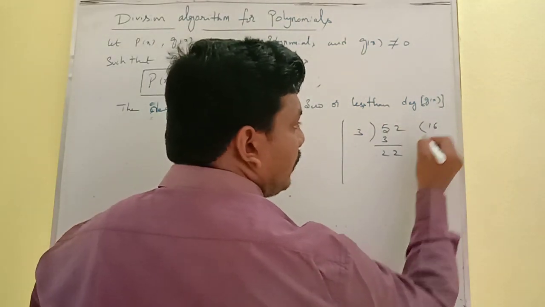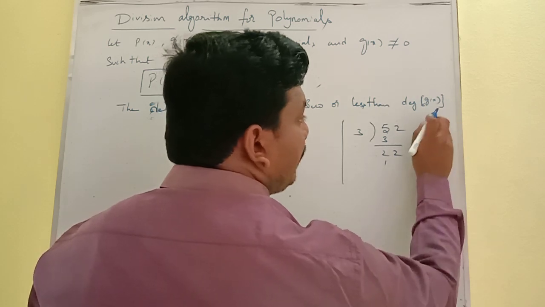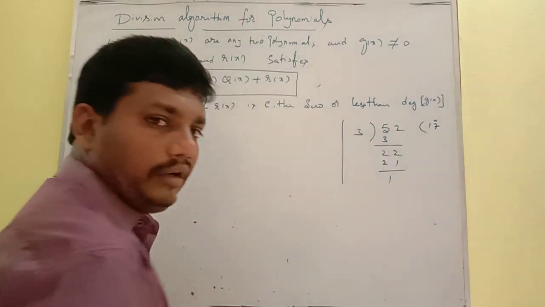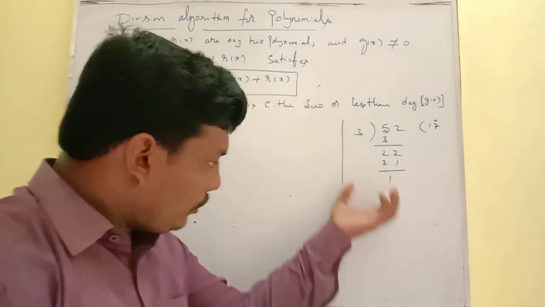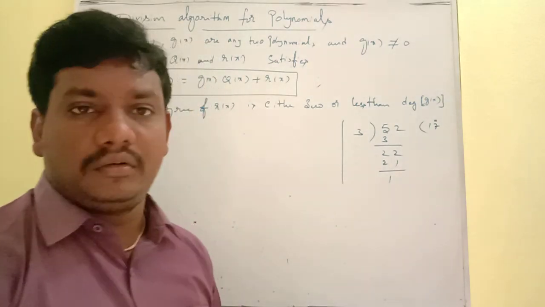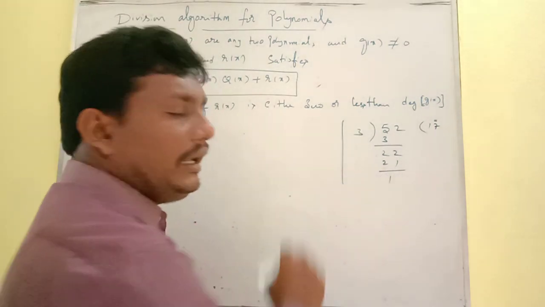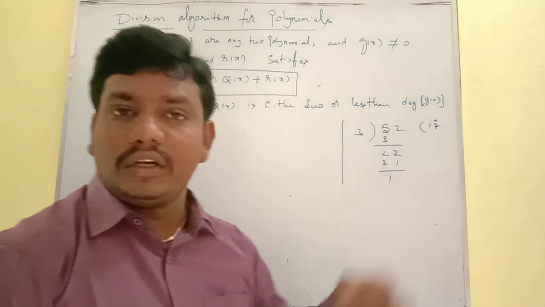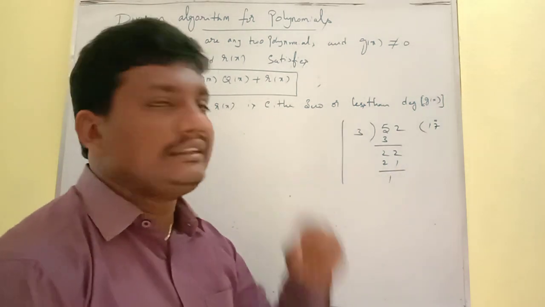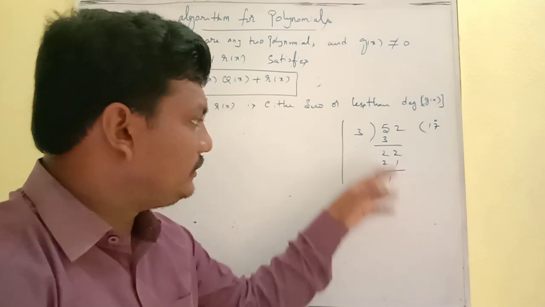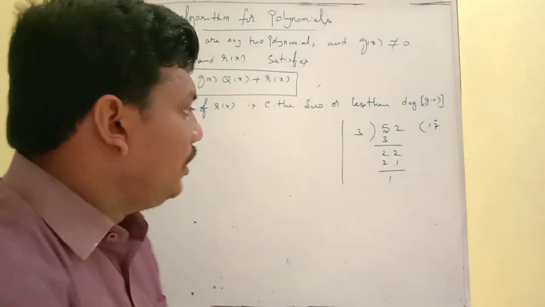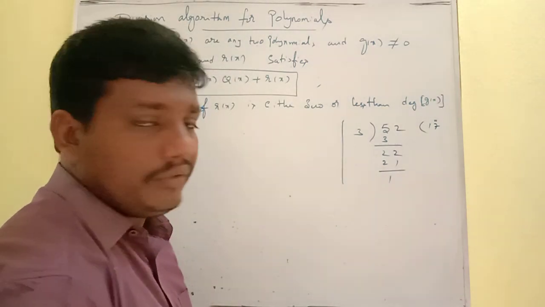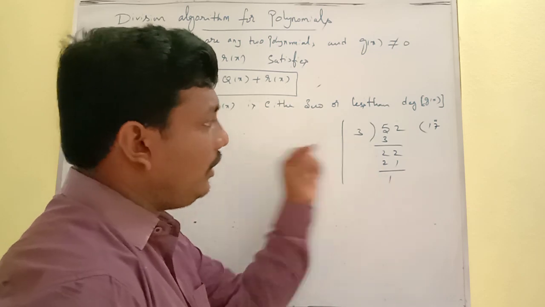Now 3 sixes are 18, or 3 sevens are 21. You can take again the remainder 1. Now we stop this division here because the remainder is less than the divisor. That means what we concluded here is that the remainder is always less than the divisor, or the remainder will be 0. Either 0 or it must be less than the divisor.